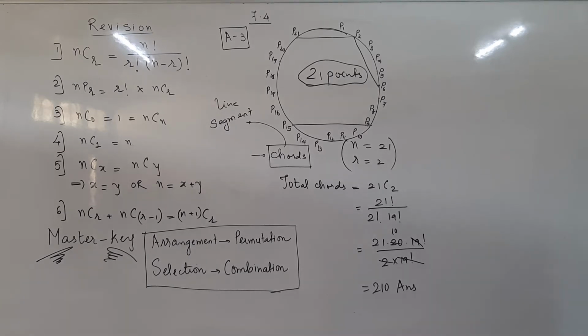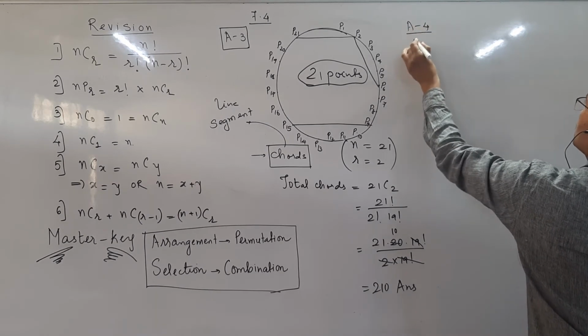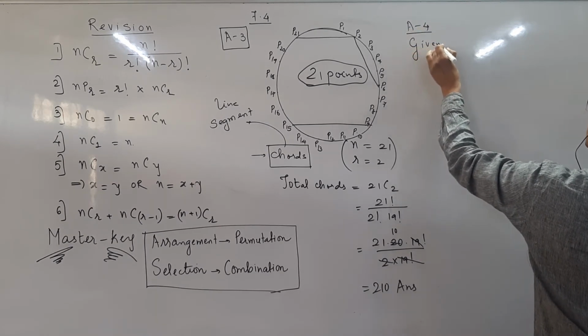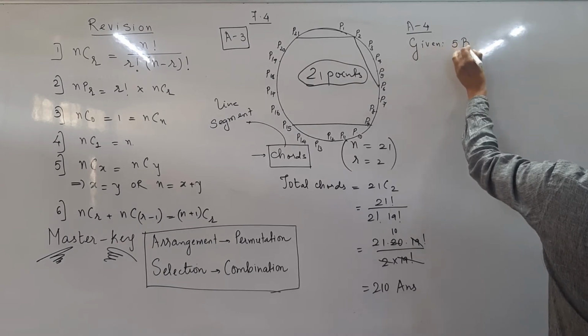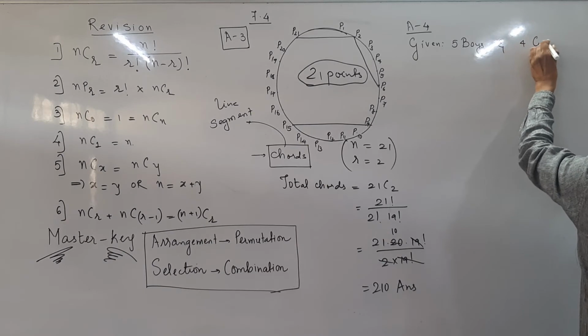In how many ways can 3 girls and 3 boys be selected from 5 boys and 4 girls? Okay students, answer 4. Given are 5 boys and 4 girls.